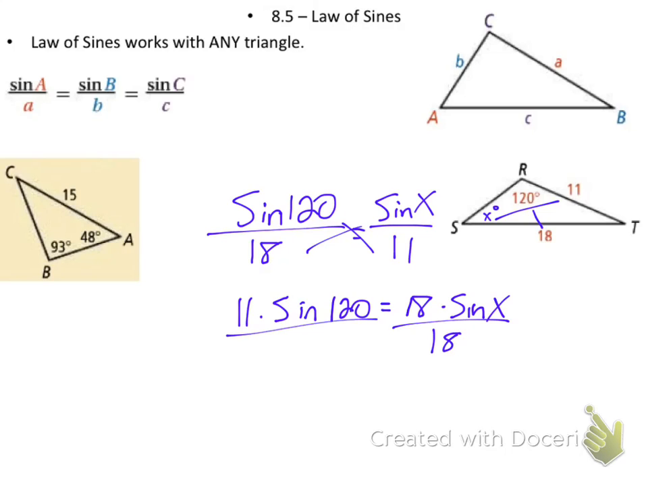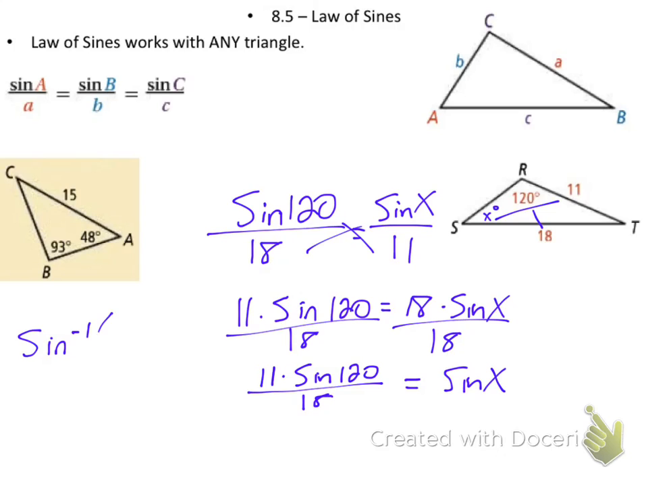Divide both sides by 18. So I get 11 times the sine of 120 divided by 18 is equal to the sine of x. And remember, whenever I'm finding the sine of x, I'm always going to do inverse sine or second sine. So I do sine to the negative 1 by hitting the second sine. And then in those parentheses, I'm going to put 11 times the regular sine of 120, making sure I close my parentheses, and then divide it by 18. And so when I do that, I get x to equal, I think it's 32 degrees.